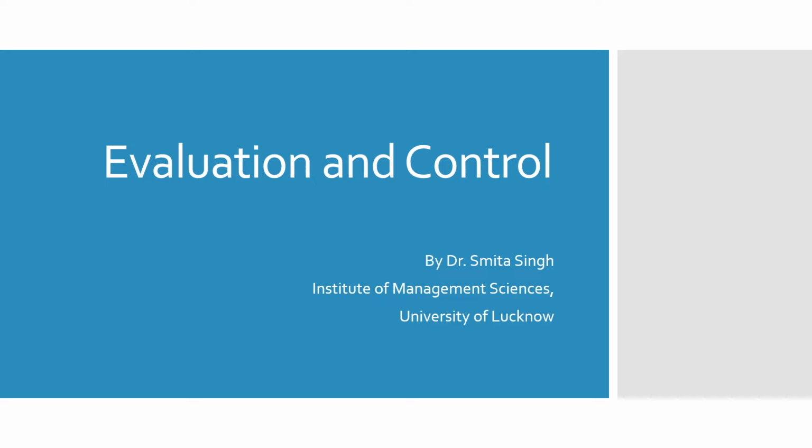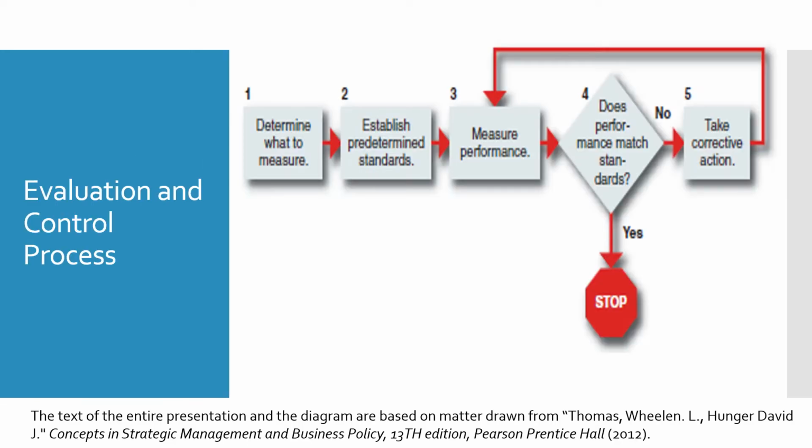Today we shall be exploring the key aspects of evaluation and control. The evaluation and control process ensures that a company is achieving what it set out to accomplish. It compares performance with desired results and provides the feedback necessary for management to evaluate results and take corrective action as needed. This process can be viewed as a 5-step feedback model.